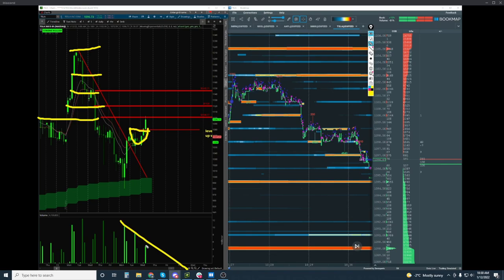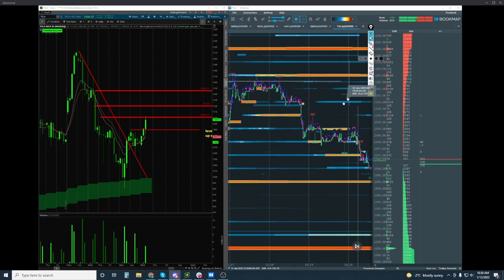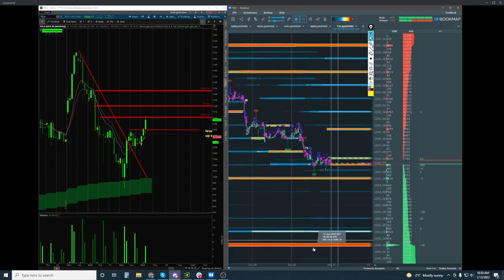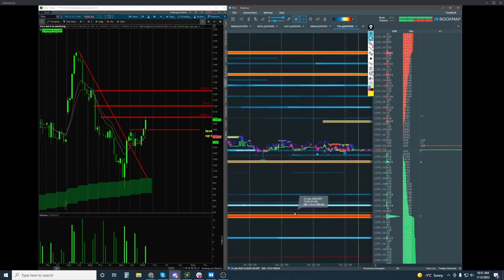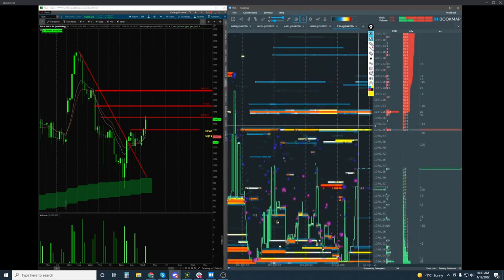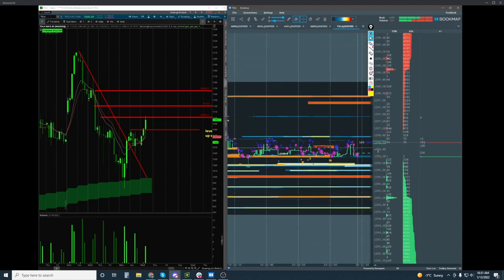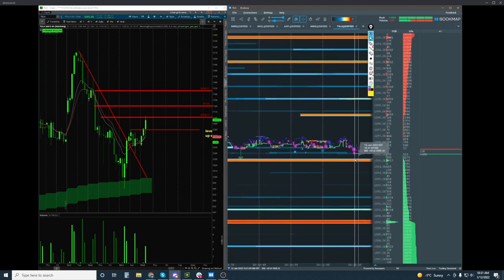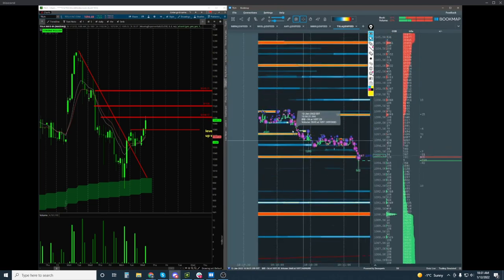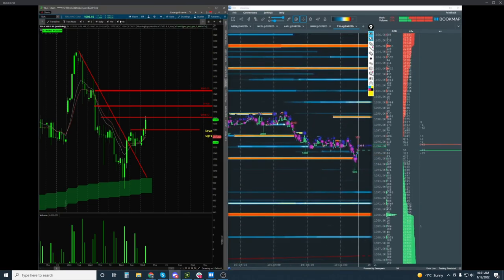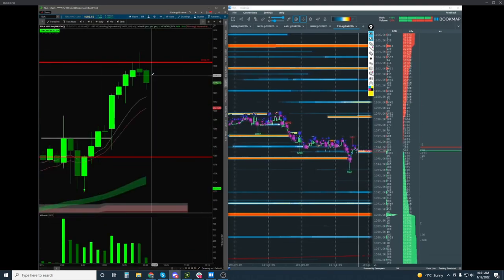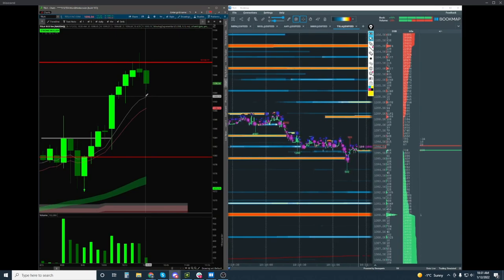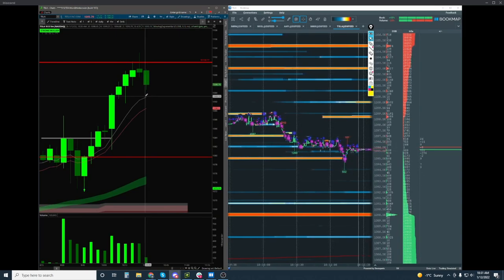I also want to see today a break over here in volume and pushing. Right now we have a lower high on a 5 minute chart. We're probably going to have a dip over here into the 93.